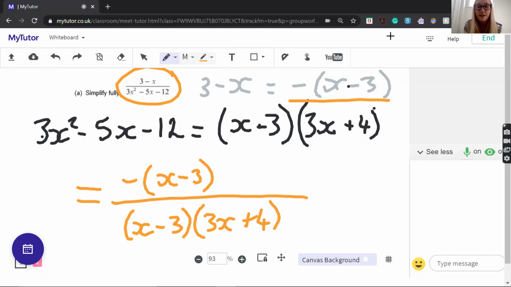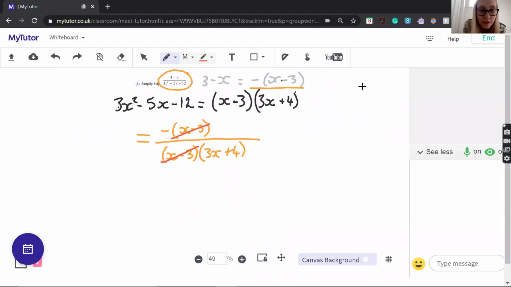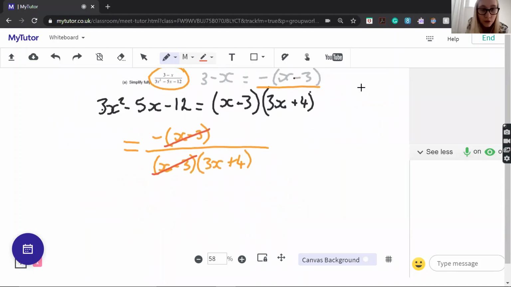Yeah, perfect. We can cancel out the x minus 3. Brilliant. Because they're multiplied, now we're allowed to cancel out. I know stuff is added within the brackets, but the brackets themselves we're allowed to cancel out. And then once we do that, we'll see what it becomes.